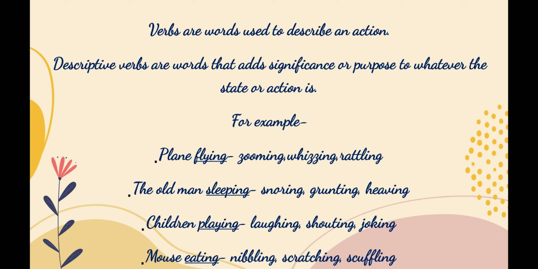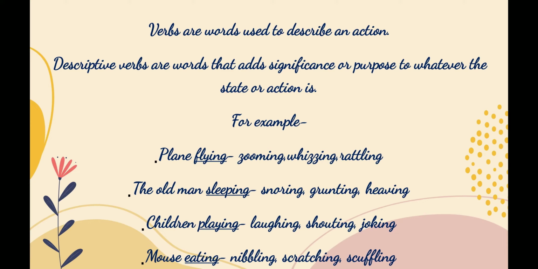Now for examples, we have the sentences below. The underlined words are the different verbs. Now let's see how we can replace these ordinary verbs with the help of descriptive verbs. Plane, flying. Instead of flying, we can replace it with the descriptive verbs zooming, whizzing, or rattling. These are also different sounds that are produced in the air. So instead of the common sentence, the plane is flying, we can say that the plane is zooming or the plane is whizzing.